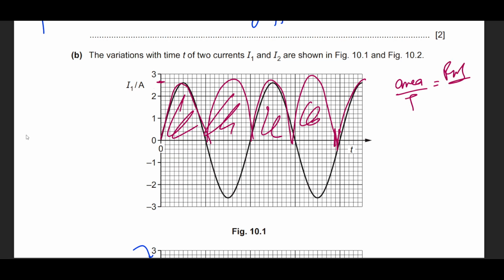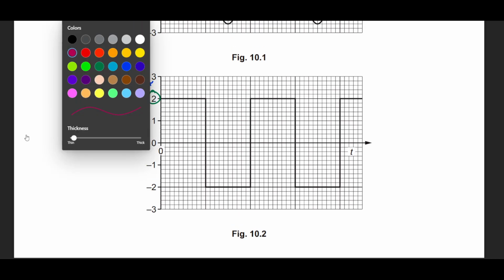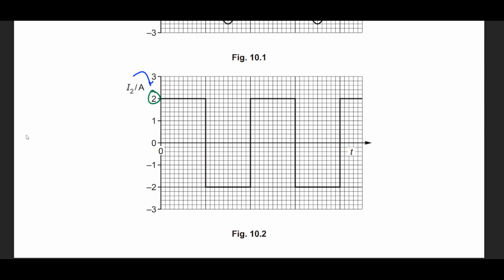So if you were to do this job on this square wave, it will have no purpose. It will have no benefit. Why?